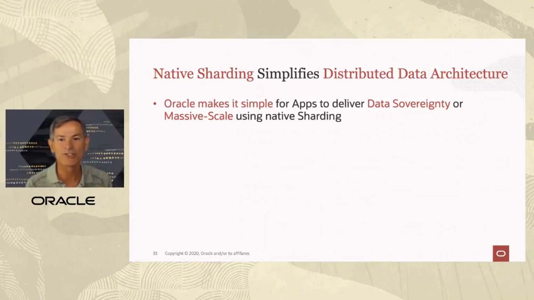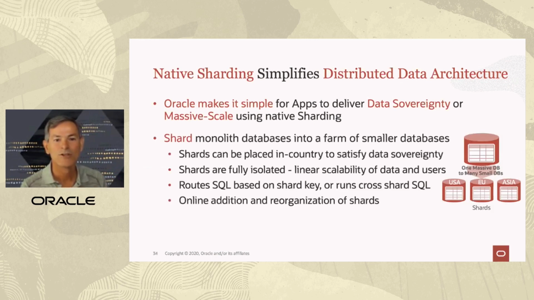Now let's talk about distributed data architectures. Oracle makes it super simple for apps to deliver either data sovereignty or massive scale by using native sharding inside the database. A shard is what you get when you break a large monolith database into a farm of smaller databases. And these smaller databases can be placed in country to satisfy sovereignty. So for example, you can have the EU data in an EU shard database inside the EU country.